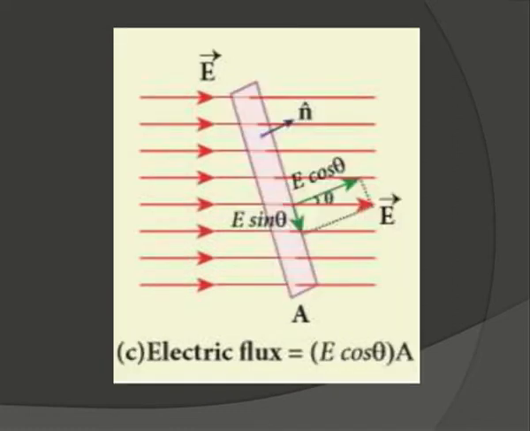Now the third case: if the area is inclined at some angle theta with the field. See in the figure, the area vector makes some angle with the electric field, that is theta. Then only the component of the electric field perpendicular to the area contributes to the electric flux. The electric field component parallel to the surface area will not contribute to the electric flux. So the electric flux is E cos theta into A. For this case, the electric flux is E cos theta into A.